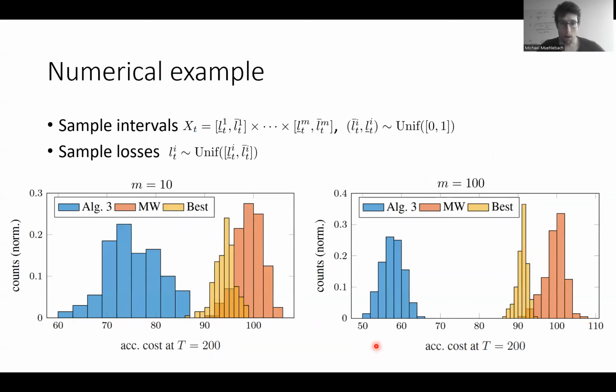Here's a numerical example. I randomly generated sequences of these intervals and losses, and here's the performance of our algorithm. It outperforms multiplicative weights in a significant way. This is with 10 options. With 100 options, the difference is even more pronounced, and it even outperforms the best option in hindsight, which is the yellow line here. The reason for this is simply that we have a lot of structure that we can exploit in the decision making.